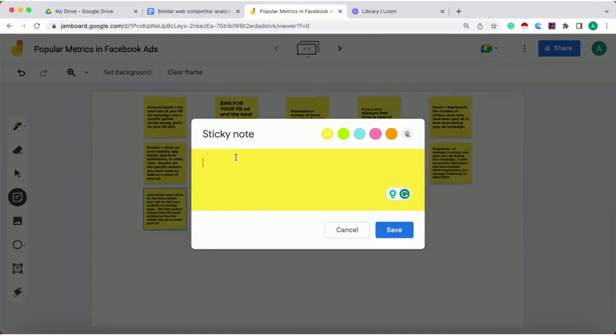Next we have CPC. CPC is cost per link click, and it is the average amount you spend for each user who clicks on the link within your ad.